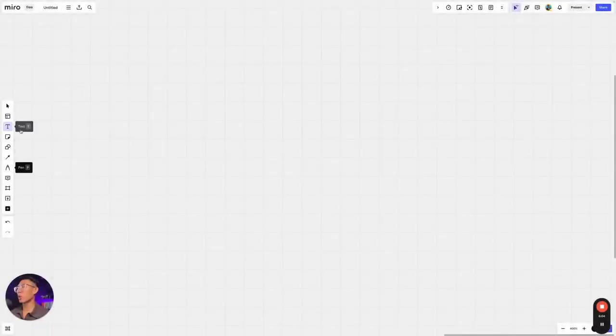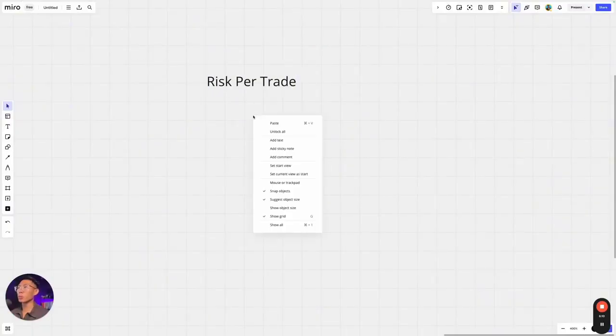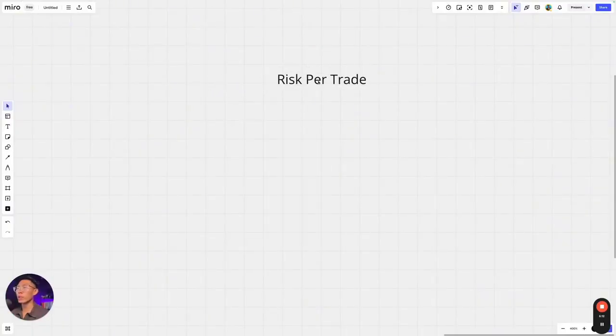Now, the next concept I want to talk about is what we call the risk per trade. Risk per trade is basically how much money you are willing to risk on each trade. How much money are you willing to lose on every single trade? To show you an example of how all this risk per trade stuff works, let me just draw it out for you guys to see.